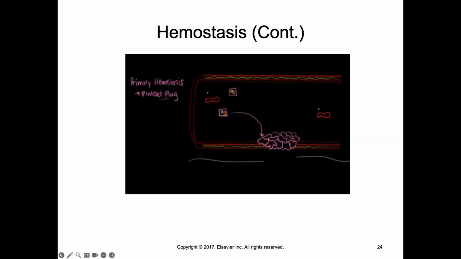But this is still kind of weak. And we need to make this stronger. And that's where secondary hemostasis comes into play. In secondary hemostasis, we make this platelet plug stronger with a protein called fibrin. And what fibrin does is it lays over and links up on top of this platelet plug and makes it tighter and sturdier. It's like tying a knot. In order to prevent it from getting loose, you double knot it or triple knot it. And this is exactly what fibrin is doing.